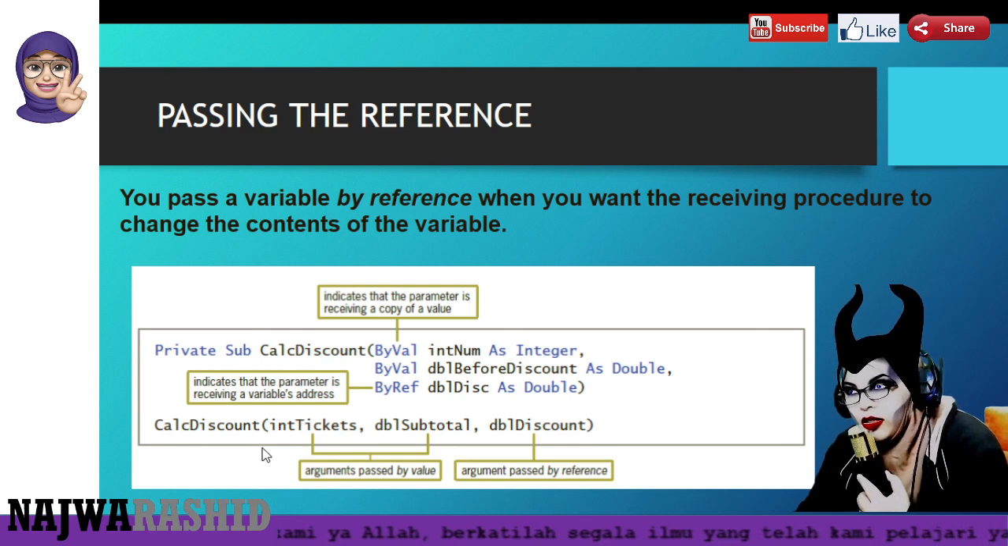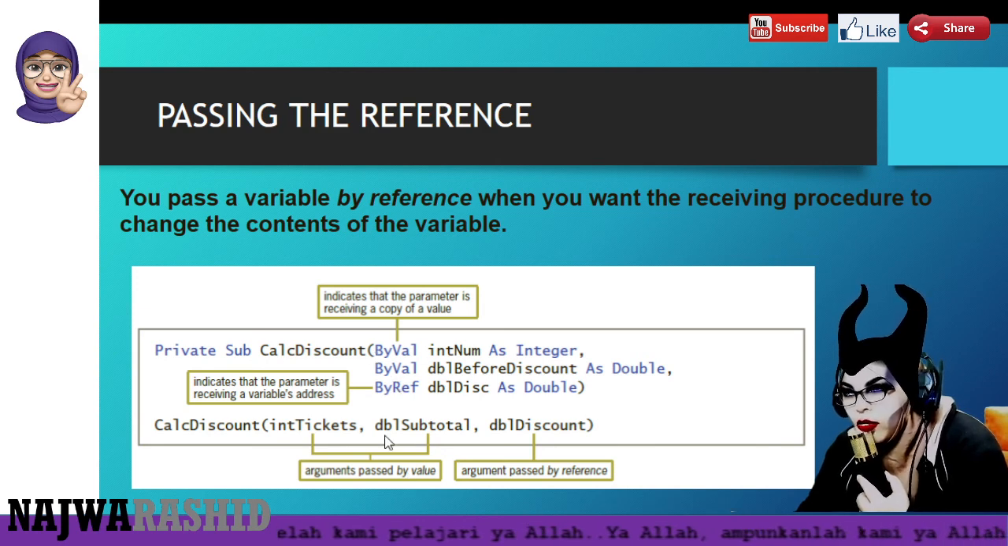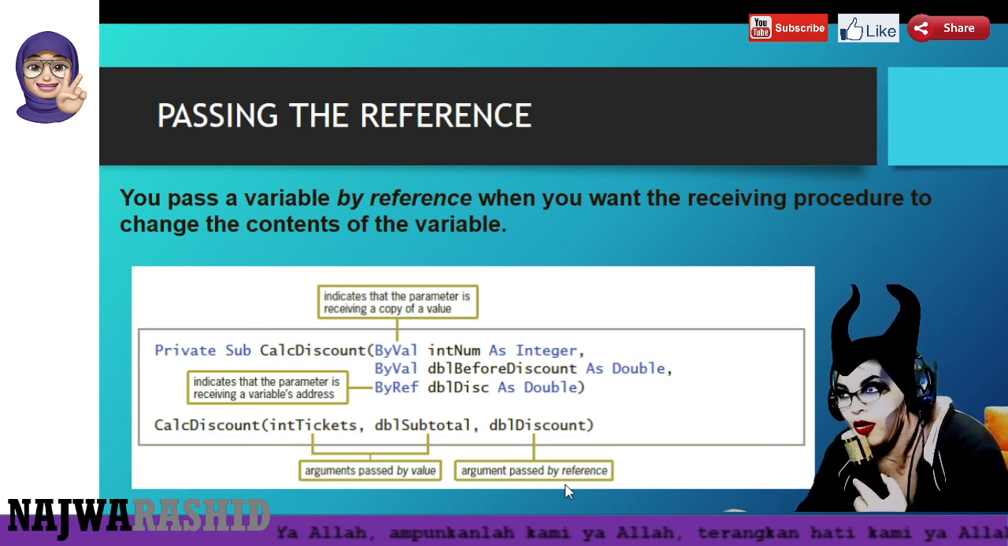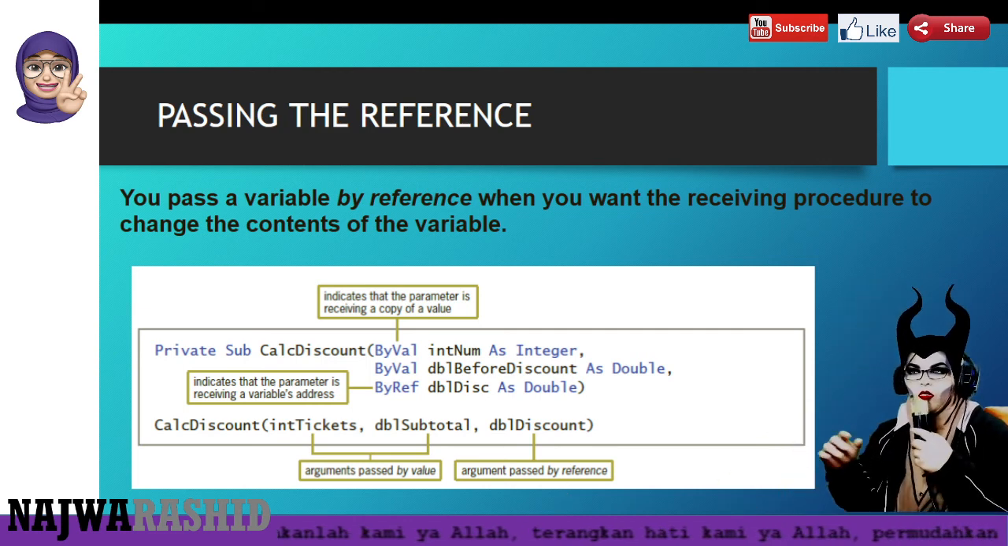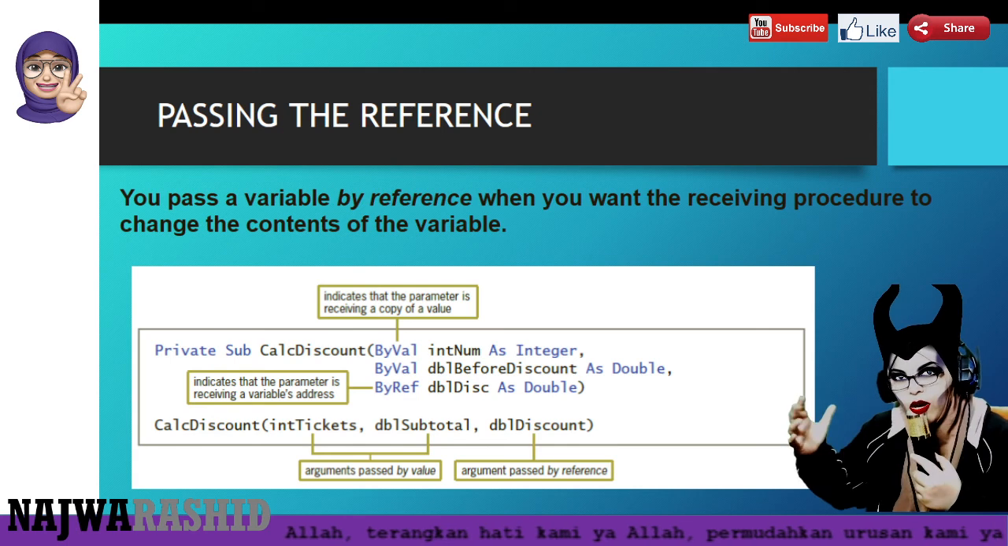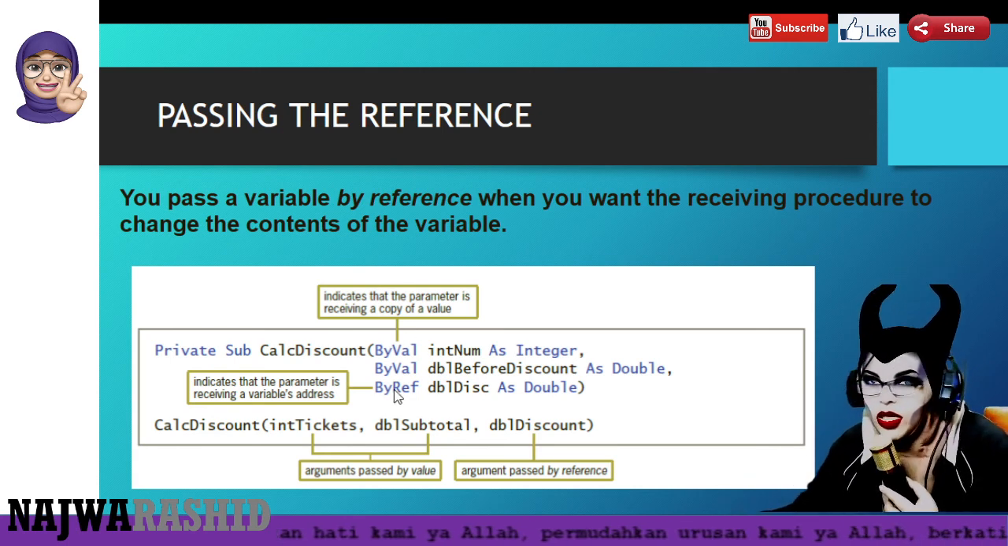So this is the syntax on how we call these parameters. CalculateDiscount, integer ticket. This argument is passed by value based on this, and this parameter or argument is passed by reference. So the difference between ByVal and ByRef is based on this keyword.